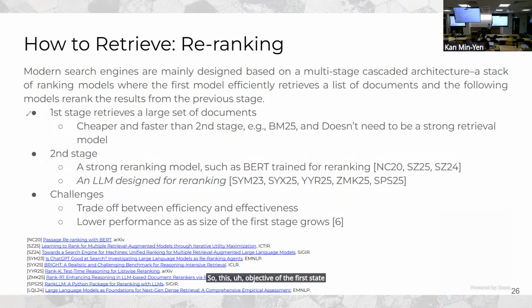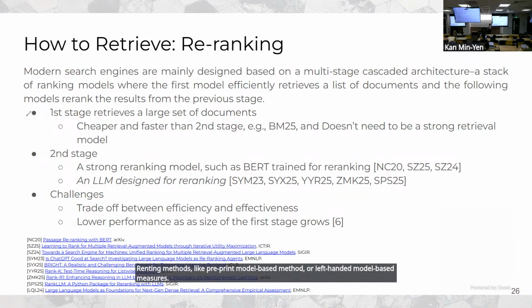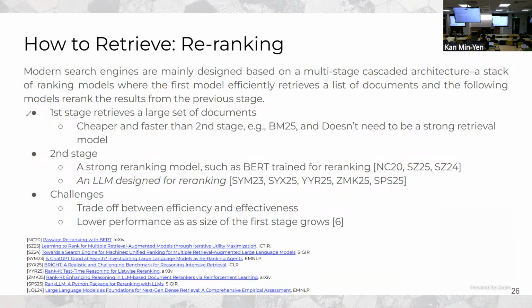For the second stage, we use a strong model to further differentiate relevant from non-relevant documents. In this case, because the size of the candidate set is small, like 100 or 1,000, we can use a strong ranking method, like a pretrained model-based or large language model-based method, to re-rank them. So there will be a trade-off between efficiency and effectiveness.